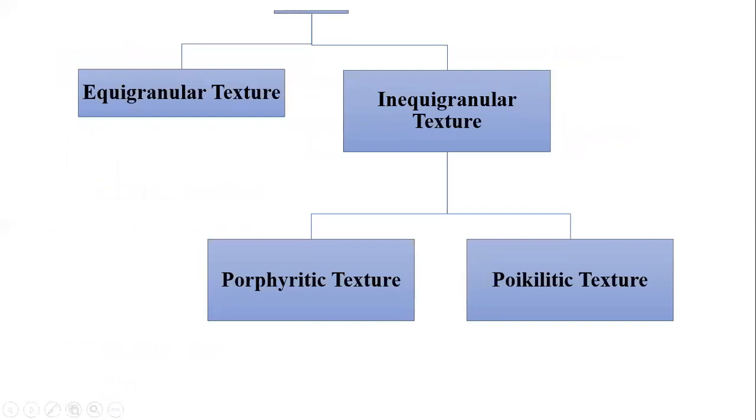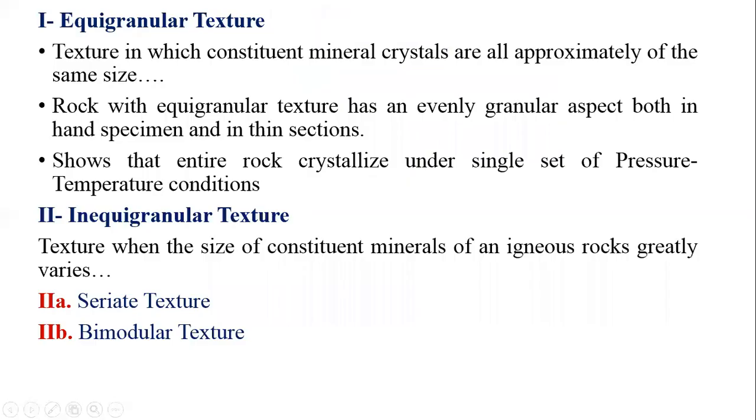Equigranular texture refers to that type of texture in which constituent minerals are all of approximately the same size. All the minerals present within the rock are of almost the same size, and such rocks characterized by the equigranular texture have an even or uniform granular aspect both in hand specimen and in thin section.